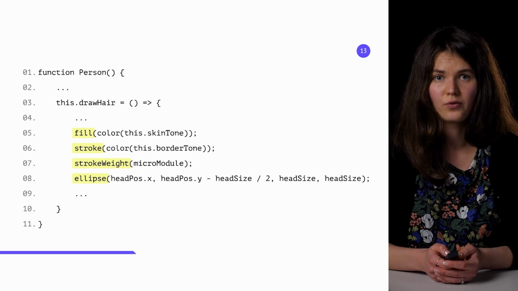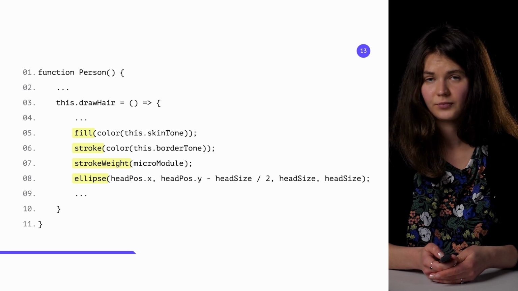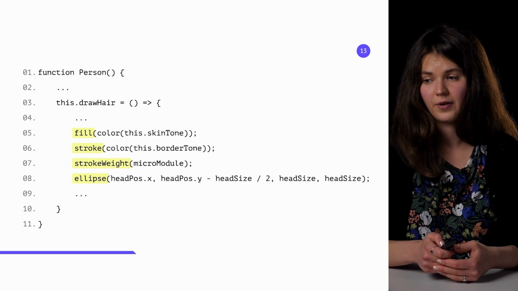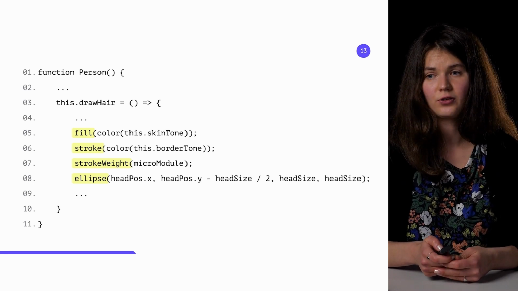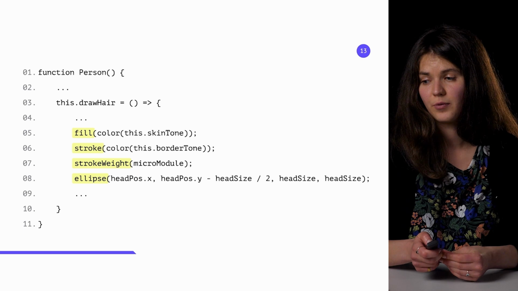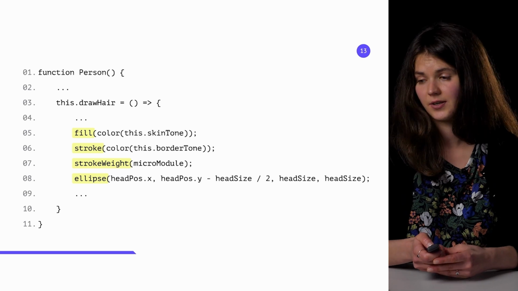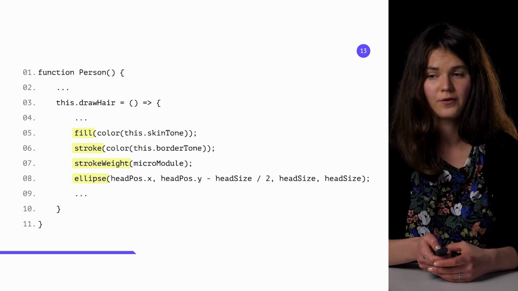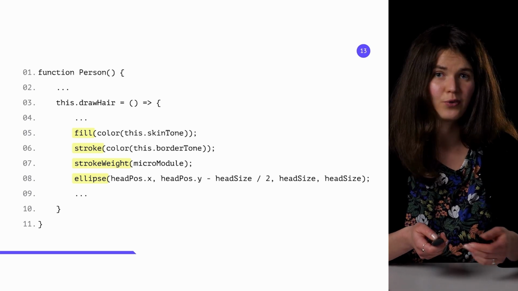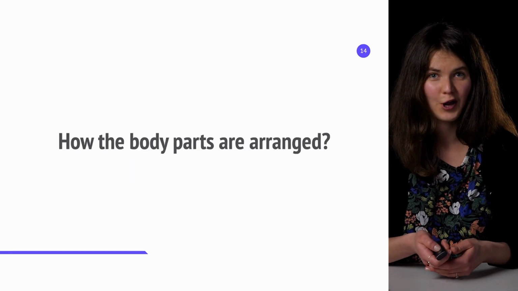And if we consider one of those drawing methods, drawHair, we'll notice some p5 syntax. Those are the building blocks of p5. The function fill that sets the fill color, function stroke that sets the color of the borders, strokeWeight that sets the width of the stroke, and finally the function ellipse that draws the circle at given coordinates and with given sizes.